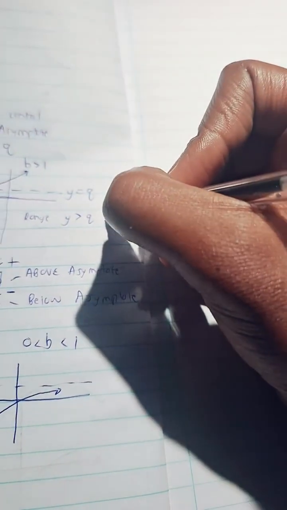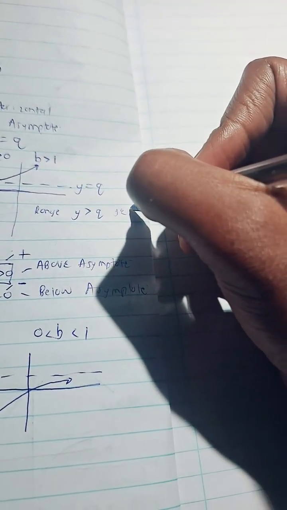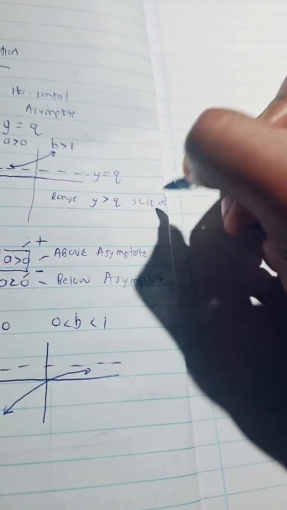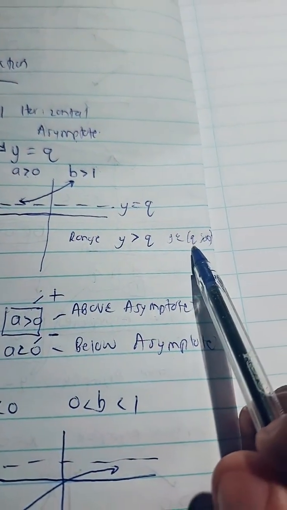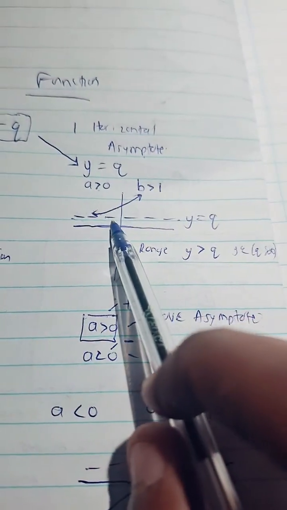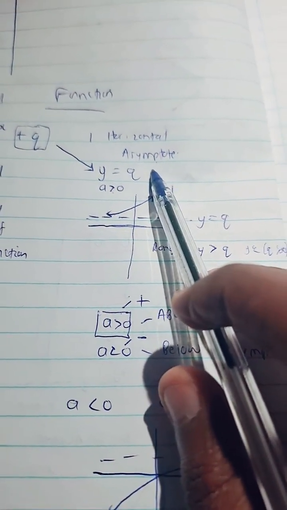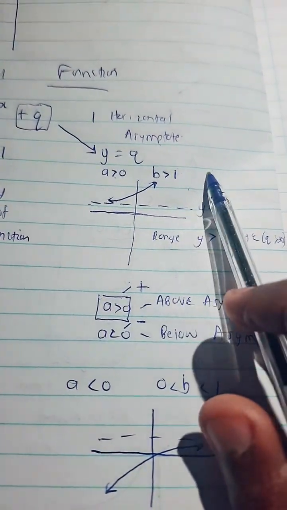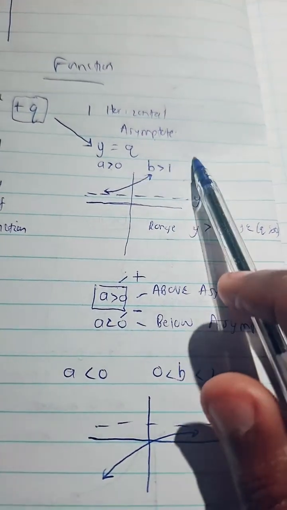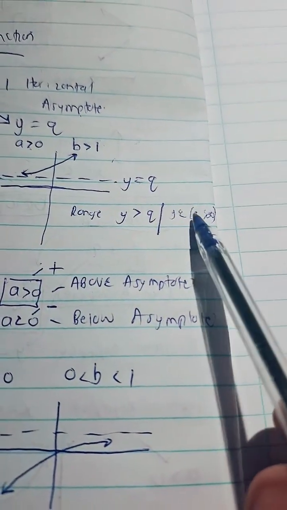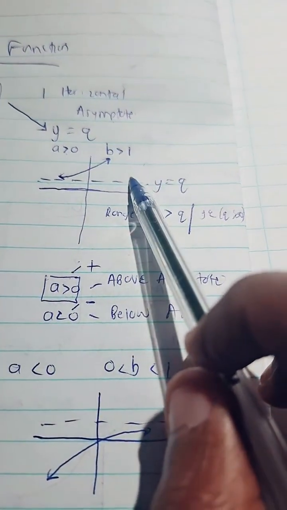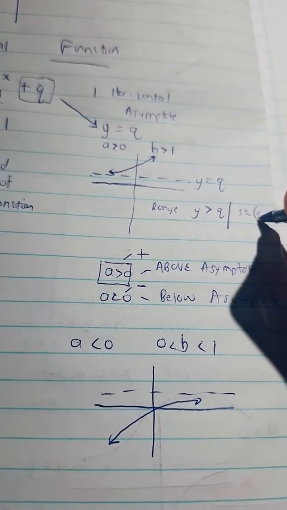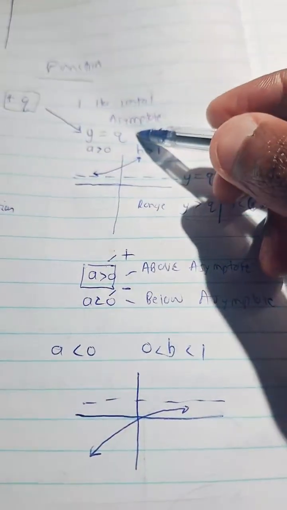Someone else, if they want to write it in interval notation, will say y is an element of (q, infinity), with open brackets. So there are two ways of writing the range. You can either say y is greater than q because the function is above the asymptote, or you can say y is an element of (q, infinity), but you're not including q. That's why we use an open bracket.